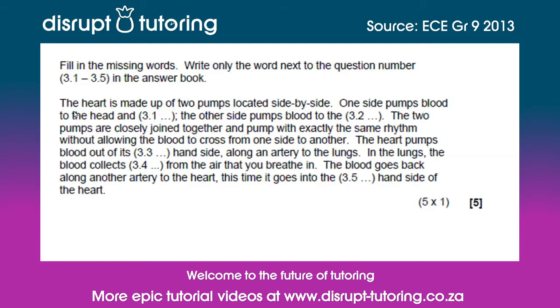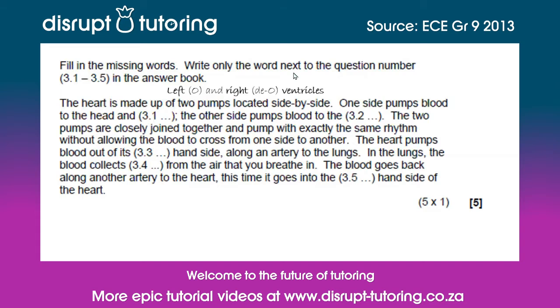Let's have a look. It says the heart is made up of two pumps located side by side. Now let's keep in mind that we're talking about the left and right ventricles of the heart. These are the two pumps that are located side by side. The left side is responsible for oxygenated blood and the right side is responsible for deoxygenated blood. I've just shortened it to O and DO so we can keep that in mind.